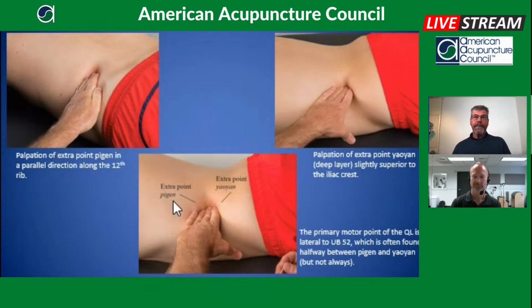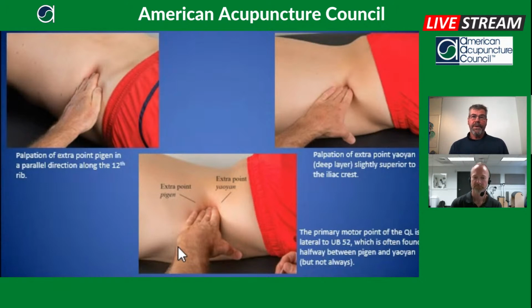Caution is advised. Then you can look at the motor point, which is approximately halfway between Peigen and Yaoyan. It's not on everybody. The directions for finding this motor point are just lateral to UB52. On some people, you can find that just slightly more superior from the midpoint between extra point Peigen and Yaoyan. So that's one way you can find it, or you go slightly higher. If you can find UB52, that's going to put you in the ballpark of that subcostal innervation. So insert the needle, making sure it ends up parallel to the table.